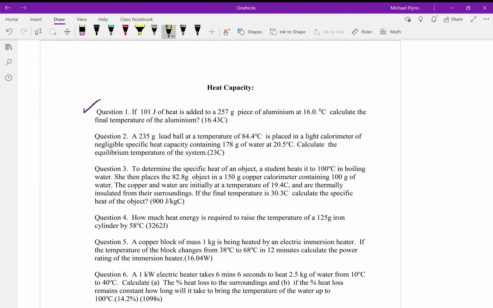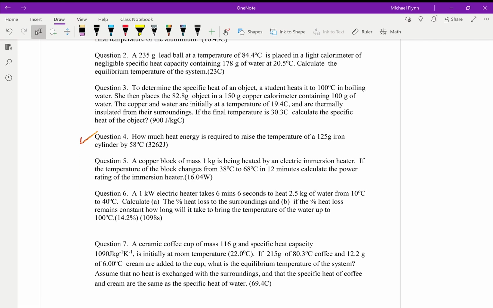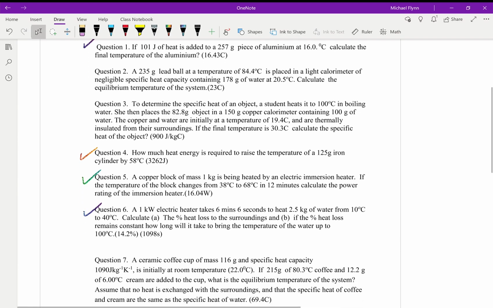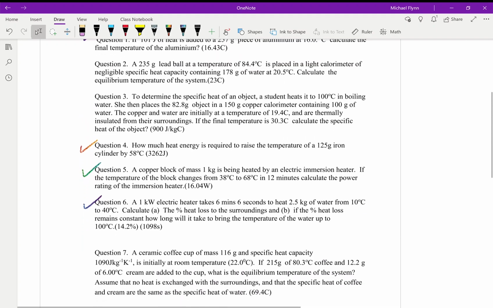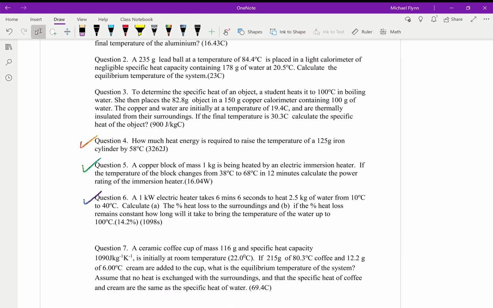Do this one. Do this one. And do this one here. So you can do 4 of them, and then I'm going to ask you to leave 3 of them, because those other 3 are more difficult.